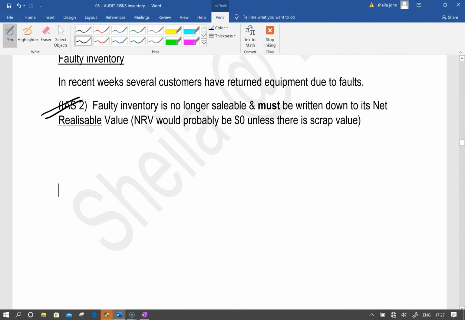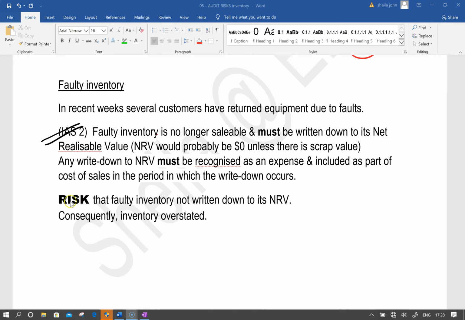So observation, accounting treatment, and the next thing would be risk. So what would be the risk, do you think? See whether you can write it out by yourself, the risk and the impact on the financial statements, and then turn the video on again. So we're going to say that the risk is that the faulty inventory is not written down to its NRV. Consequently, the inventory is going to be overstated.